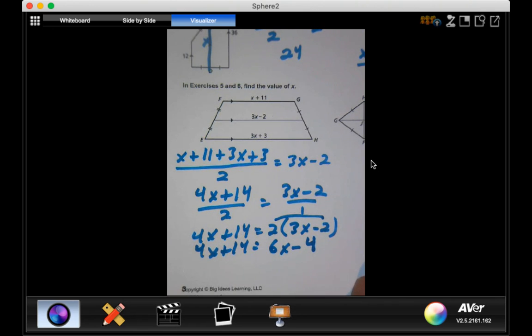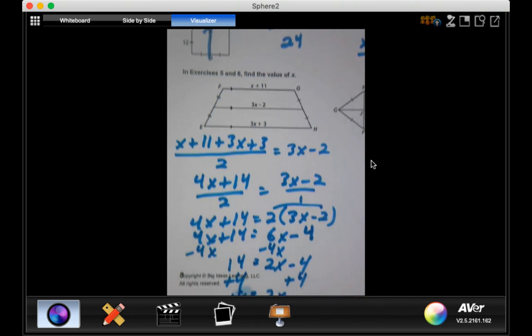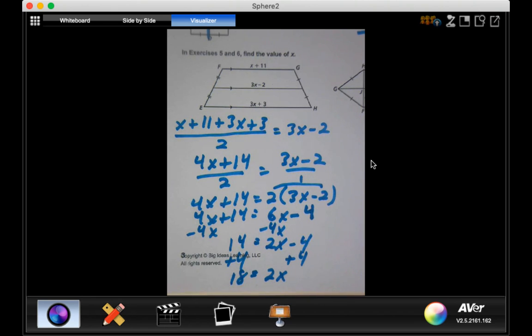So I'm going to subtract 4x from both sides. So I have 14 equals 2x minus 4. I'm going to add 4. 2x equals 18, and I will divide by 2. So x is going to be 9. X equals 9 after I divide by 2. So after all that, it says find the value of x, and we did.